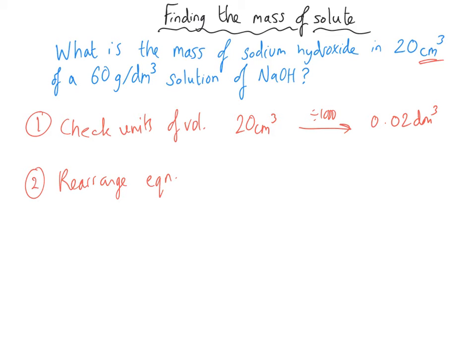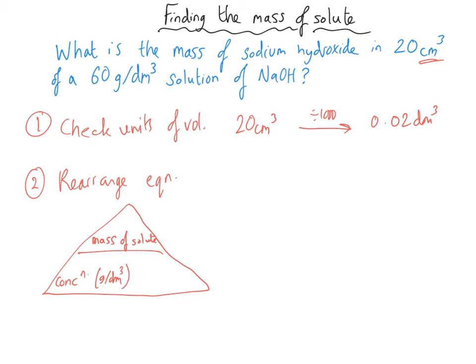Now, I prefer to rearrange things using algebra, and I encourage you to do that too, but I realise that lots of people find algebra very difficult, and so you like formula triangles. So a formula triangle for this, it needs to be quite a big triangle because we've got quite a few words to put into it. So we have mass of solute on the top, and then on the bottom we have the concentration in grams per decimeter cubed, and then we have volume last of all.